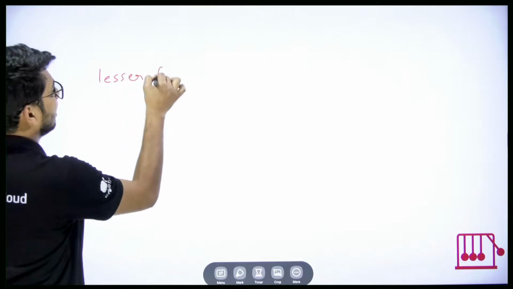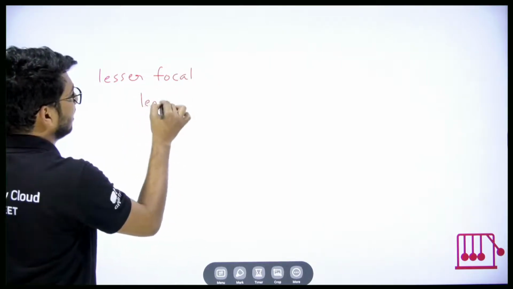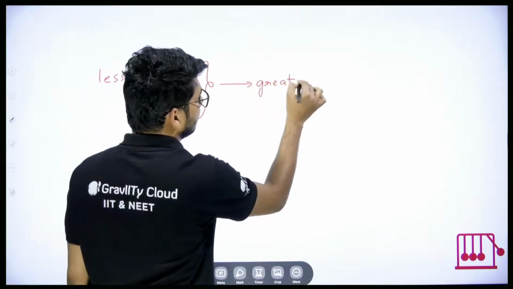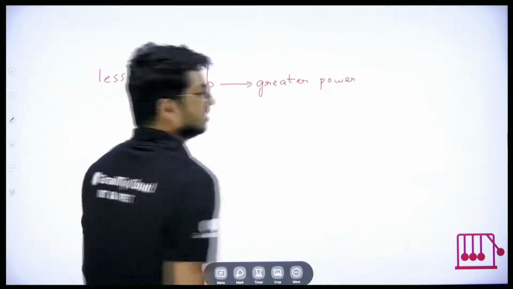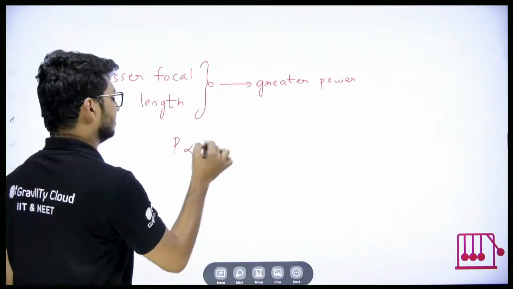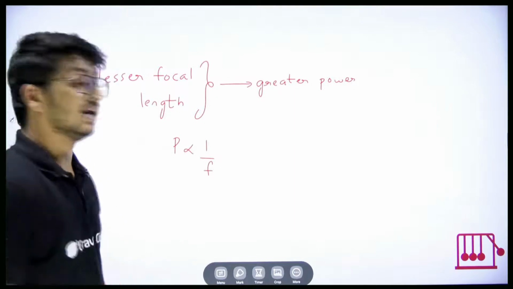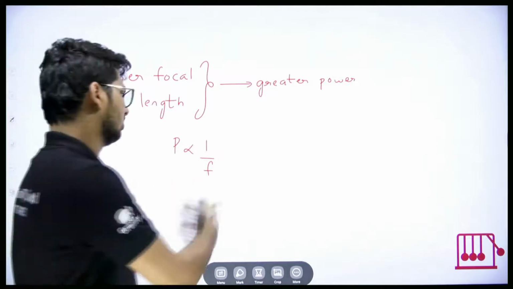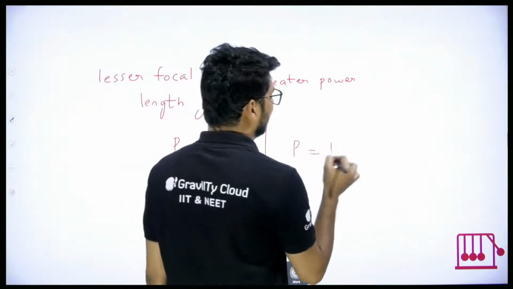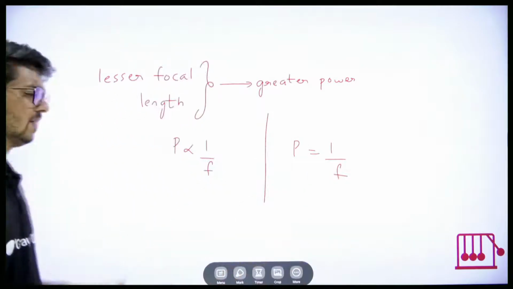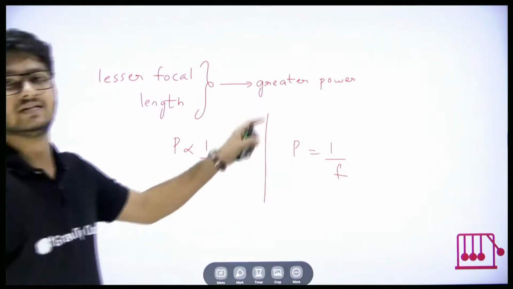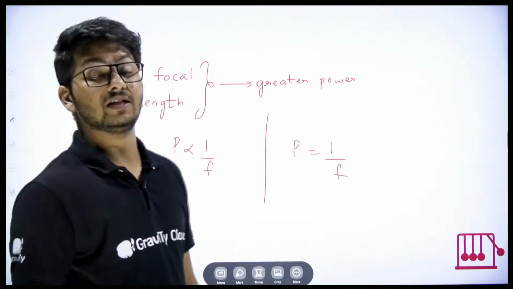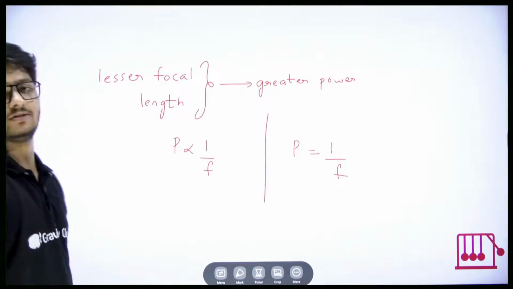Lesser focal length will imply what? Greater power. So what can we say from this? We can say that power is inversely proportional to focal length. Lesser the focal length, greater the power. And using this itself, we define power as this. That's it, a very simple, straightforward definition. Power is defined as the inverse or the reciprocal of focal length.